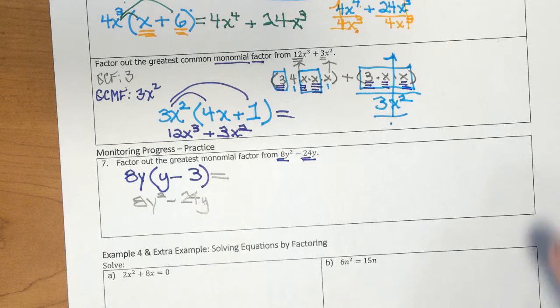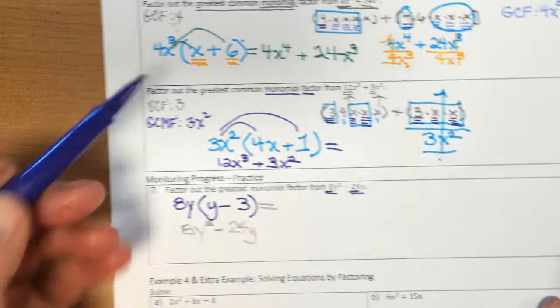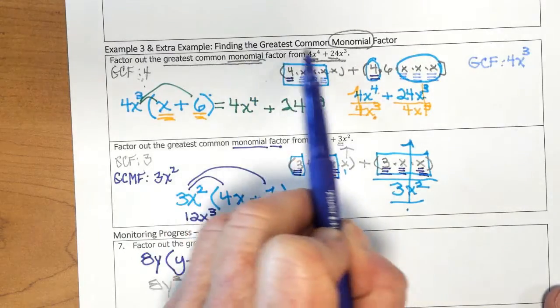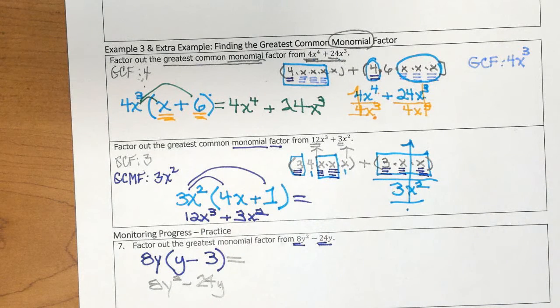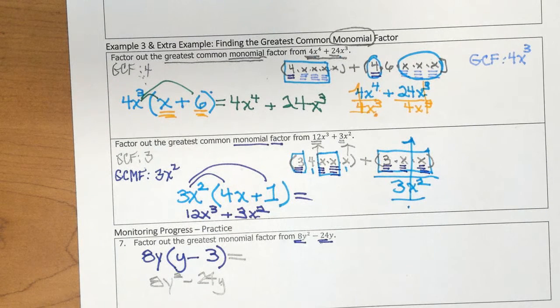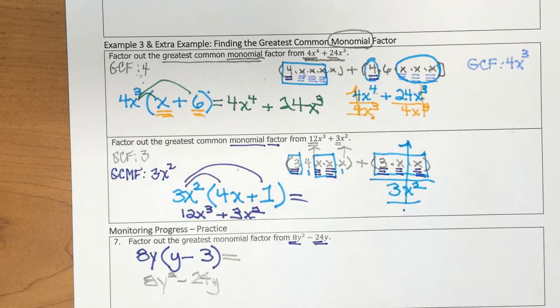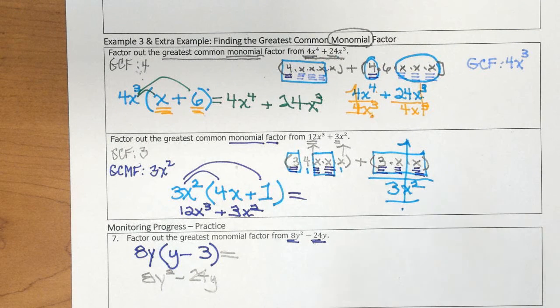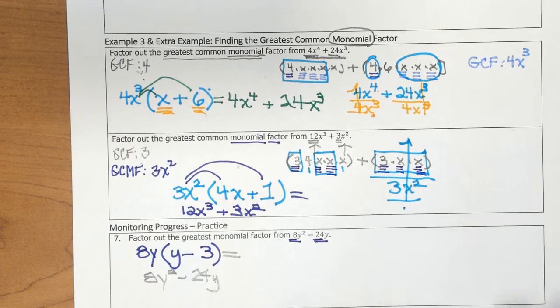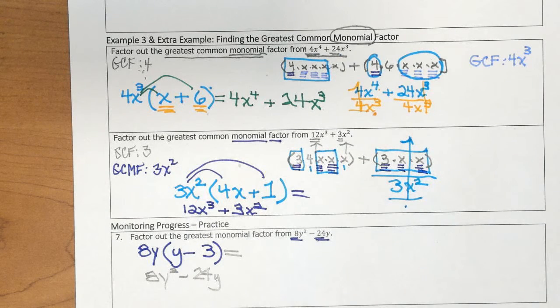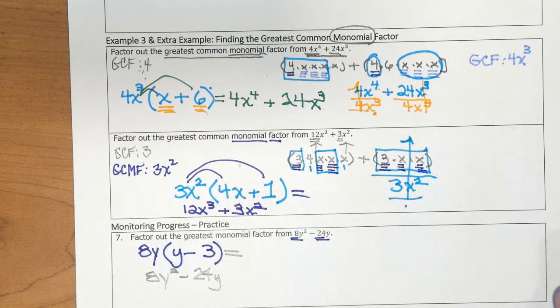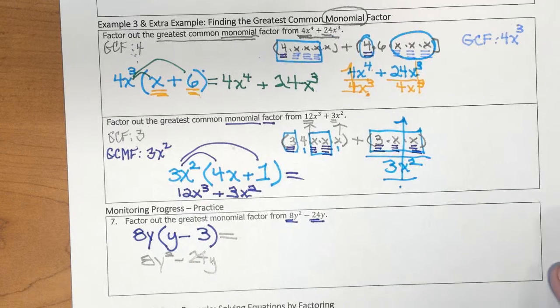Okay, so that's monitoring progress in 3 examples, finding the greatest common monomial factor. There is lots of practice in the checking for understanding this week that you should do, and I'm going to go over that in just a minute. Let's go on and look at example 4.